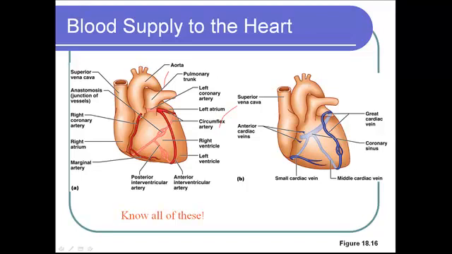The veins, from the anterior, we have the small cardiac vein down here, and we have the great cardiac vein anteriorly. These are the two anterior veins. Posteriorly is the middle cardiac vein, and then the coronary sinus on the posterior surface of the heart. And that will drain right back into the right atrium.